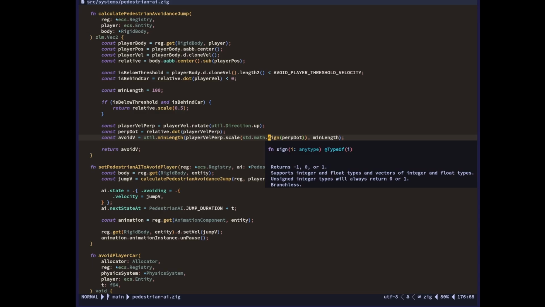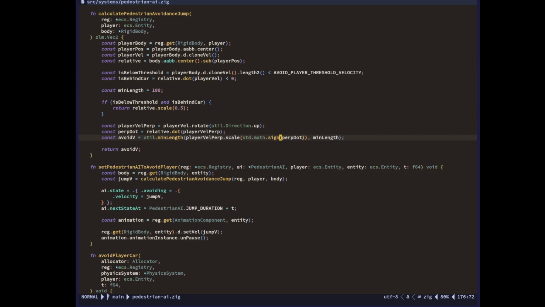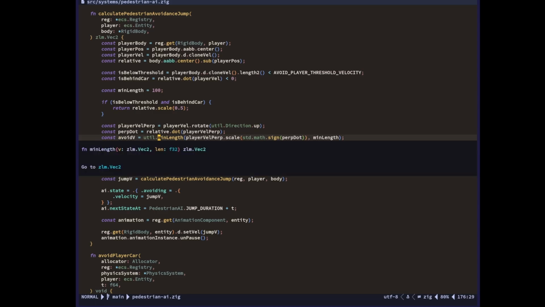So it can be any positive number, it will be 1, any negative number will be -1. There is an edge case here, which is 0, which means that the pedestrian basically has to be exactly straightforward from the car, which is very unlikely. So there is a bug here where the pedestrian will just stay put even if the car comes at them, but it's very unlikely, so I'm not bothering with that. And yeah, then we basically got our direction here, and then we have this min length function.